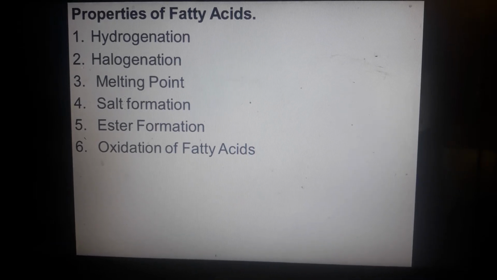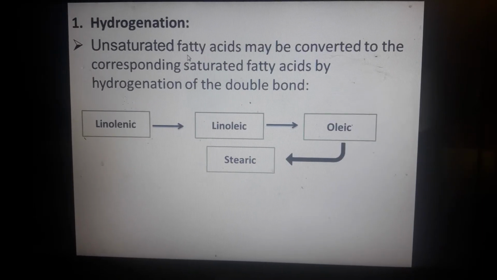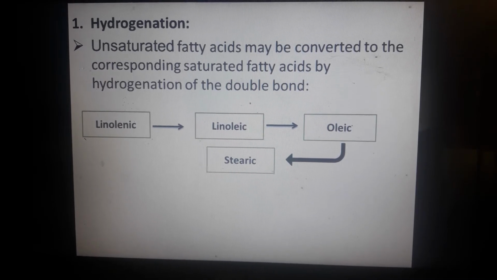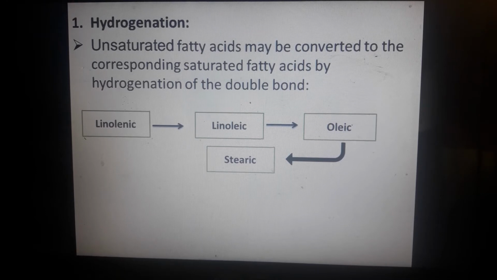Continue with our discussion class, we go now to properties of fatty acids. So we have hydrogenation, halogenation, melting point, salt formation, ester formation, and oxidation of fatty acids. Yung sa hydrogenation class, unsaturated fatty acids. When you say unsaturated, ito po yung may mga fatty acids based sa kanilang structure, mayroong mga double bond. May be converted to the corresponding saturated fatty acids by hydrogenation of the double bond.